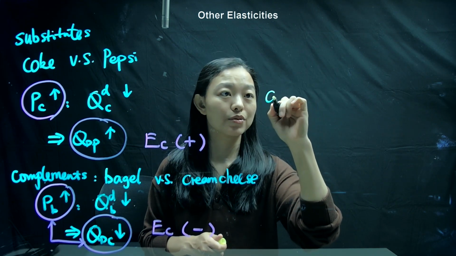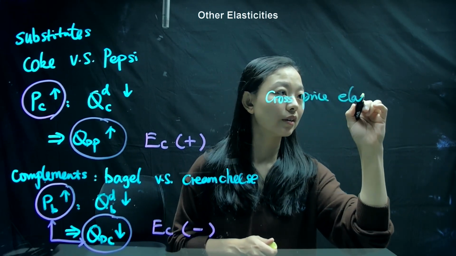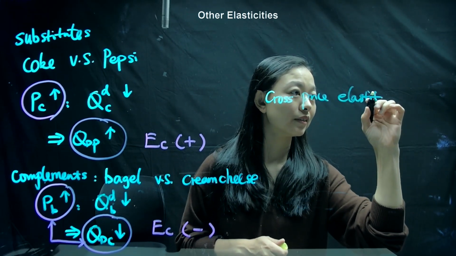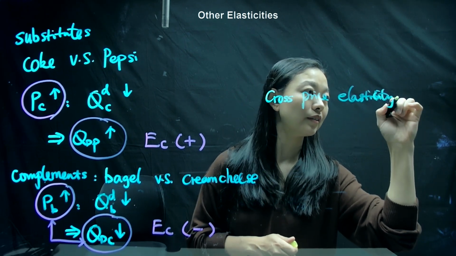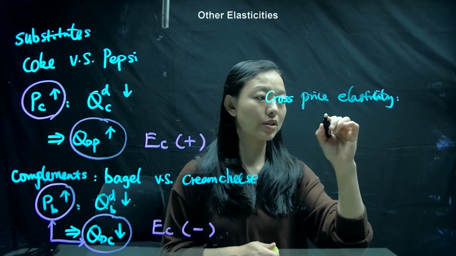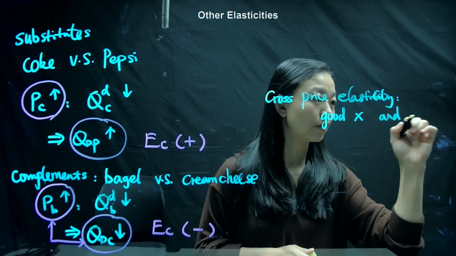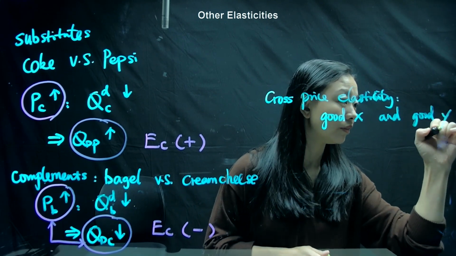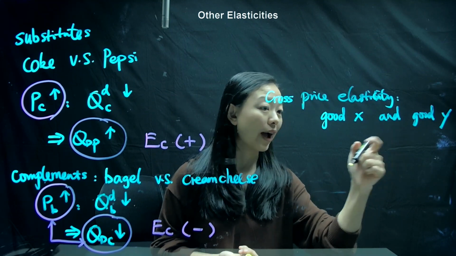For the cross price elasticity, I'll just write it down here, okay? For cross price elasticity, we assume there are two goods, okay? Good X and good Y. Because it is cross price elasticity, we should have two goods, okay? Good X and good Y.